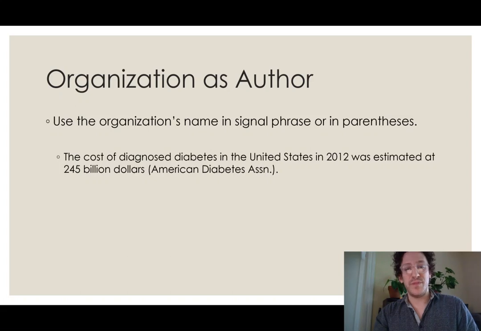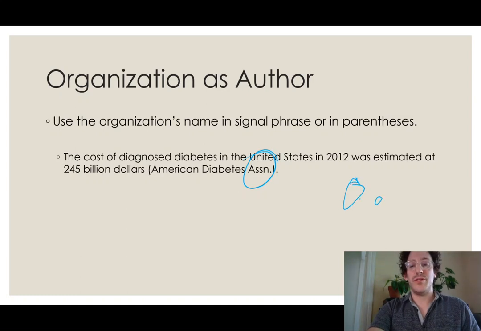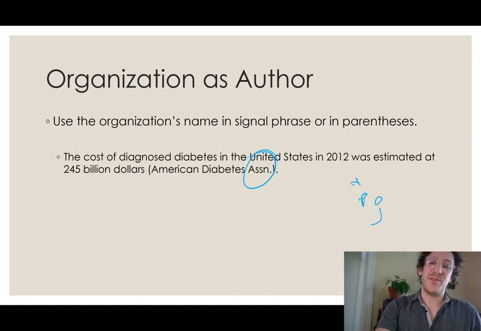For example, the cost of diagnosed diabetes in the United States in 2012 was estimated at $245 billion. Wow, that's a lot of money. And that came from the American Diabetes Association. And it's okay to abbreviate words like association, ASSN, or organization. Could be org. What is going on? ORG. My computer's acting up. Just trying to write org there. You can use org for organization. You could use co for company, and so on.